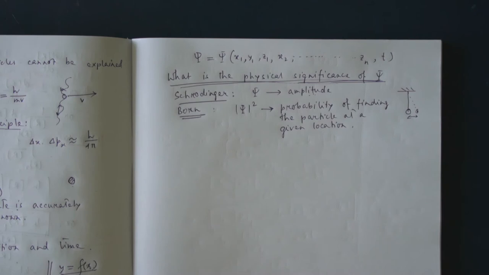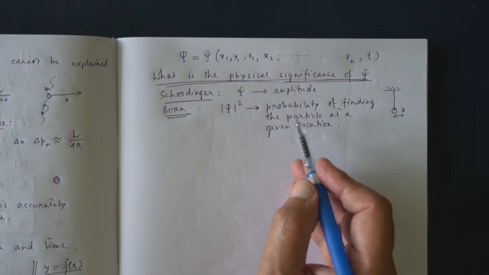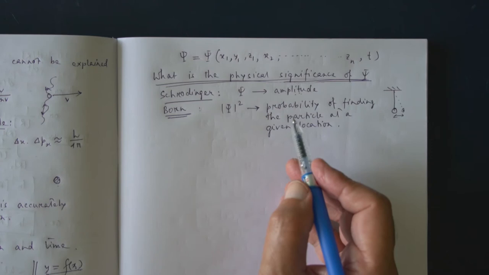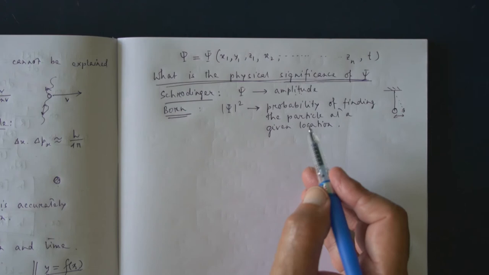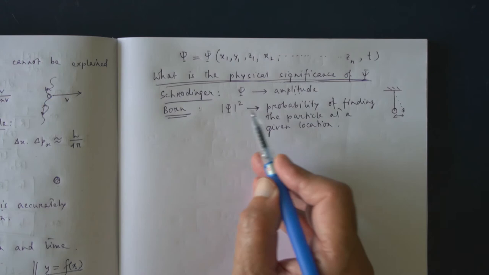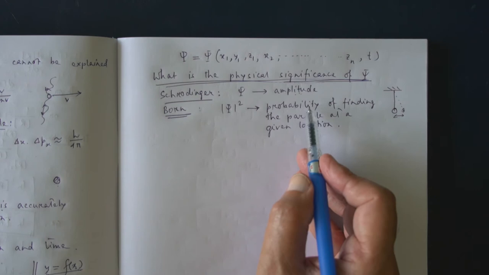Now, what is the maximum value of probability? The maximum value of probability is 1. Otherwise, probability may be 0.1, 0.2, and so on, but the maximum value must be 1. So psi square gives that value. Whether probability is 1, 0.1, or 0.2, those values are indicated by psi square.